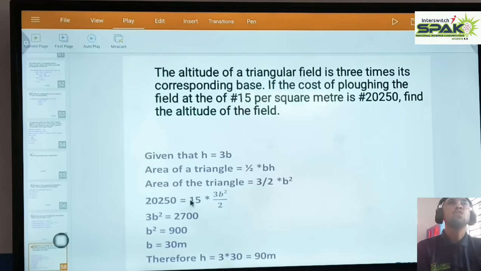So to find our b, we just have to cross multiply 2 by 20,250, then divide by 15. When you do that, you get 2,700. So divide both sides by 3, so b squared will be 900, and b will be the square root of 900, which is 30 meters. Since we have to find the height, and the height is 3 times the base, the height is 3 times 30, and that will give us 90 meters. So 90 meters is the altitude of the field.